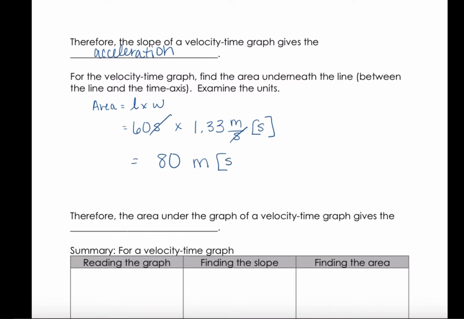meters south. So we have a quantity, we have a unit, and then we have a direction. You should recognize that this is a position. These units are telling us the position of the object. Therefore, the area under the graph of a velocity versus time graph gives the displacement.